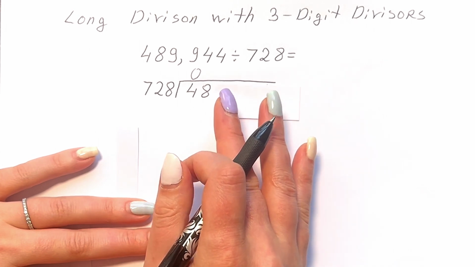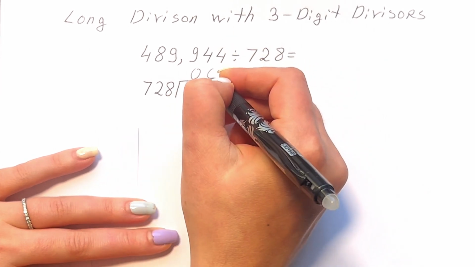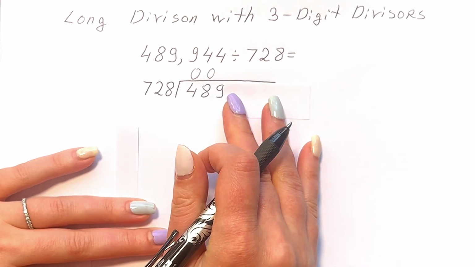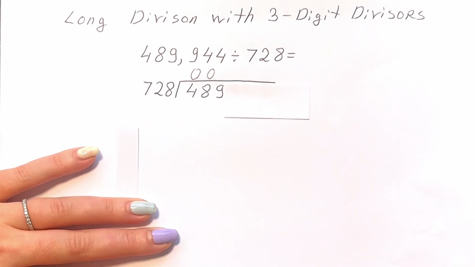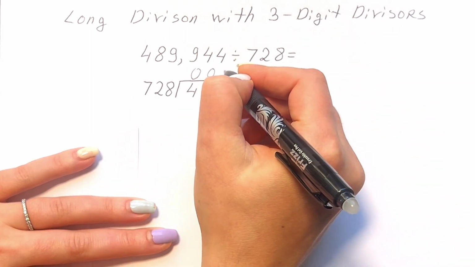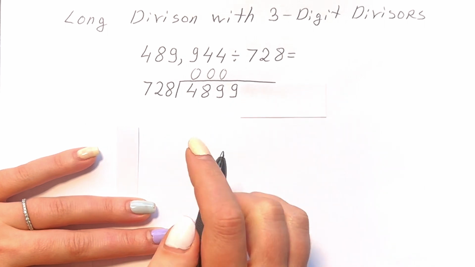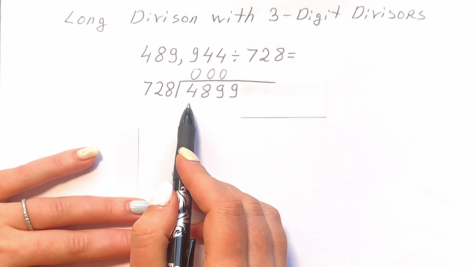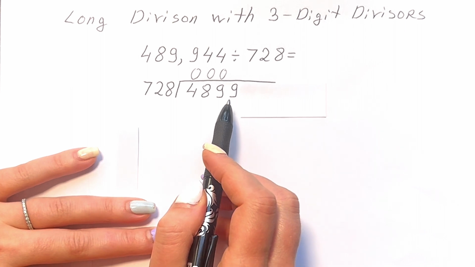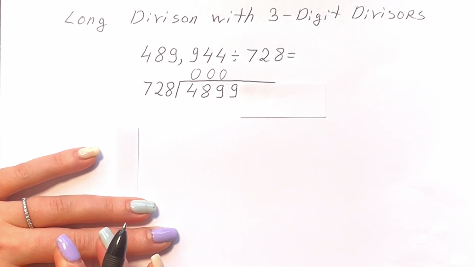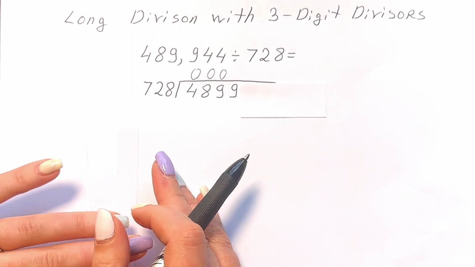728 goes to 48 0 times. I'm going to bring the next digit. 728 goes to 489 again 0 times. I'm going to bring the next digit. 728 goes to 4,899. Now you're going to tell me, oh my gosh, I do not have the multiples to be able to figure out how many times.